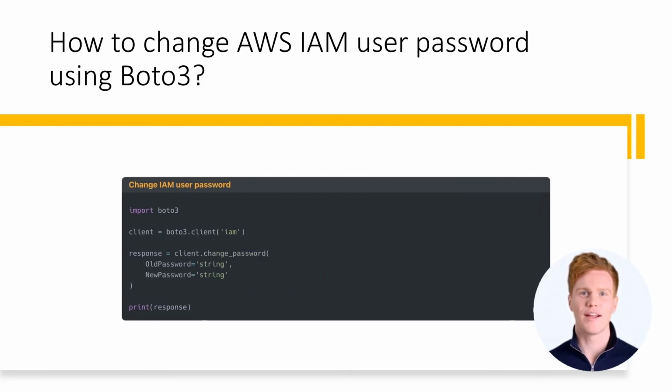To change the IAM user password, you need to use the change password method of the IAM client. Please pay attention that this operation allows you to change the user password and not to reset it. The account root user password is not affected by this operation. For more details, please check out the official AWS or Boto3 documentation.